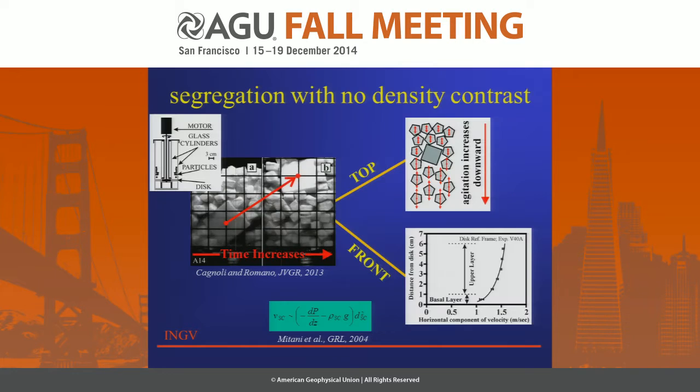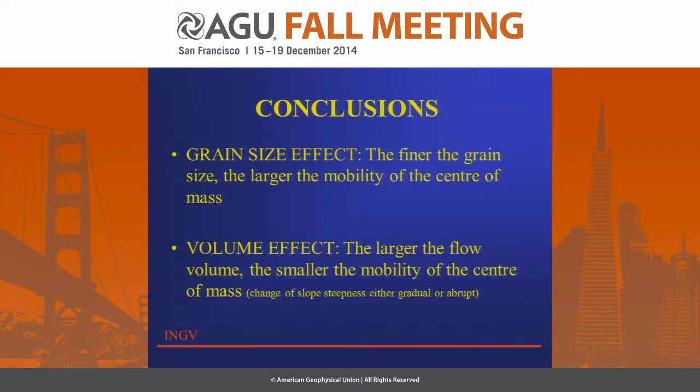Okay, so this is the conclusion we saw before. We saw a grain size effect where the finer the grain size, the larger the mobility of the center of mass, and this is due to the fact that energy dissipation of the flow decreases. And it's interesting that this is confirmed by numerical simulation when there is no air between the particles, so gas fluidization or self-fluidization is not possible.